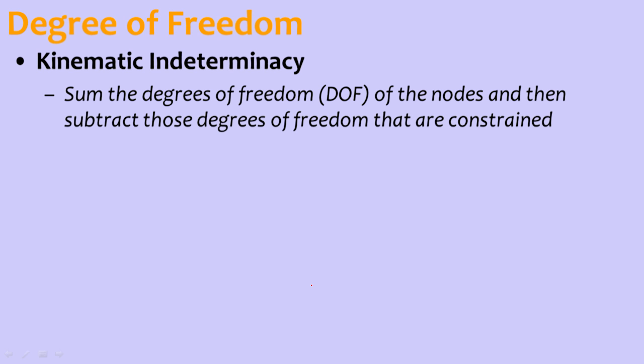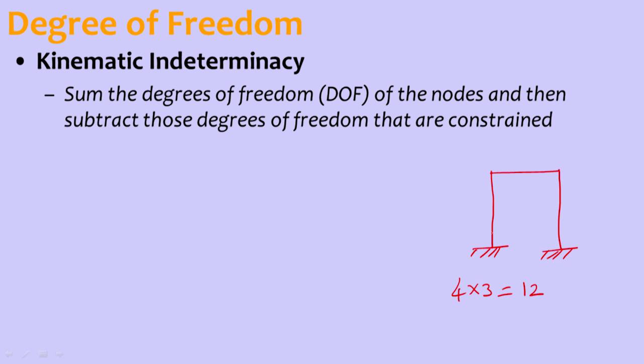Now it comes to kinematic indeterminacy. What is kinematic indeterminacy? It is the sum of all the degrees of freedom of the nodes, and then subtract those degrees of freedom that are constrained. So say I have a frame. In this, 1, 2, 3, 4 nodes are there, 4 nodes. In a 2D plane frame structure, each node will have 3 degrees of freedom. So 4 nodes into 3 degrees of freedom will make 12, and from this we need to subtract those degrees of freedom that are constrained.